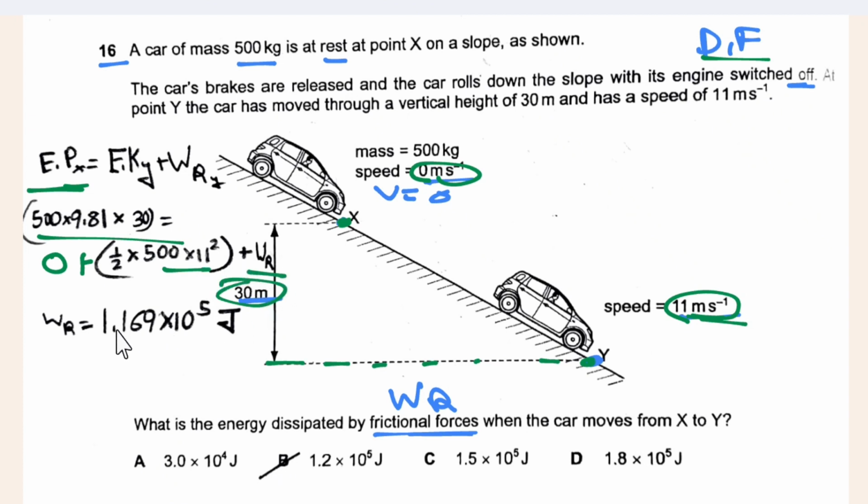So work done against the resistance comes to be 1.169 into 10 to the power 5. Correct to significant figures, it would be 1.2 into 10 to the power 5. So the answer is B.